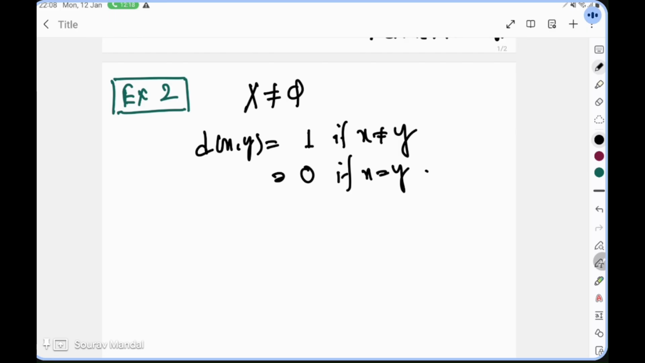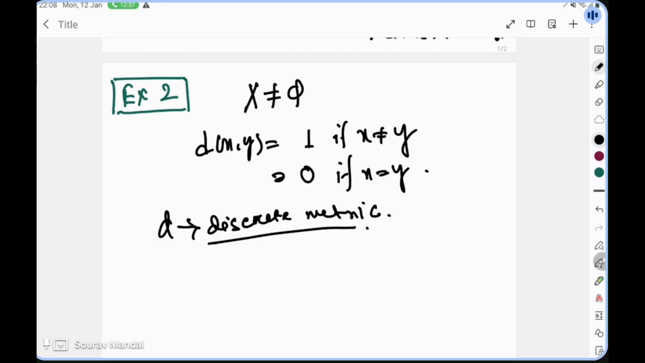In that case, you can define this metric on any non-empty set, and it will work. And the set X with this metric d is called a discrete metric space. This metric space has lots of nice properties, and we'll discuss it later. We'll see that in this space, lots of things behave quite differently compared to other spaces.